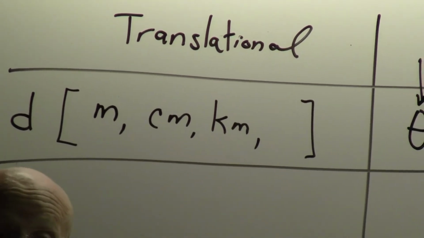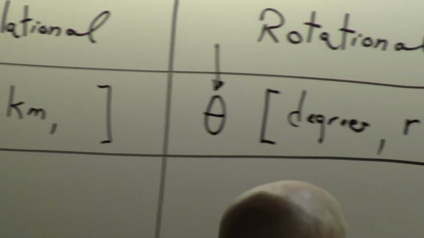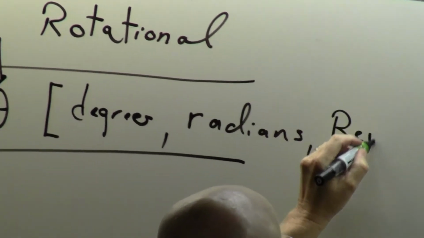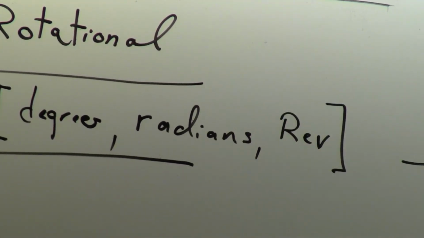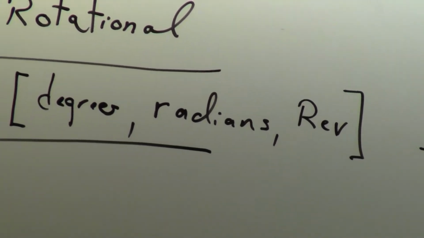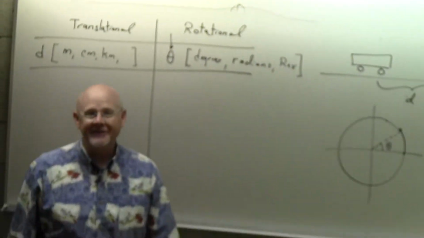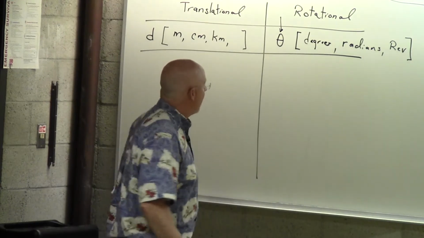I'll even go on. Are there others? Yeah, actually a very nice one is just to measure the amount of a revolution. If it goes all the way around, we say that's 1 revolution. And so something that only goes halfway is half a revolution. There are others, but I'll only talk about these 3.